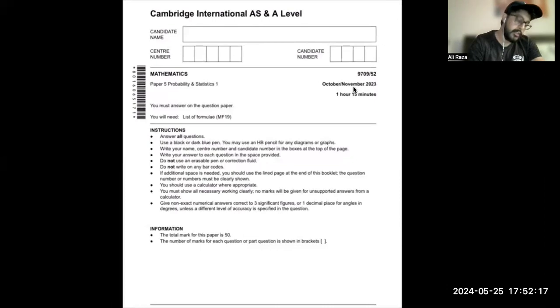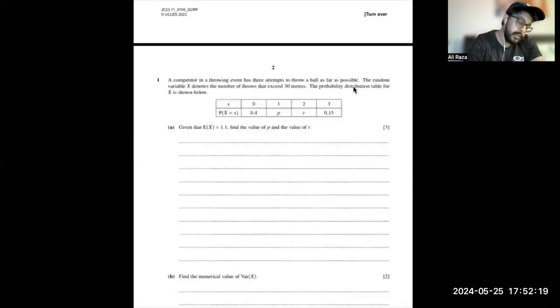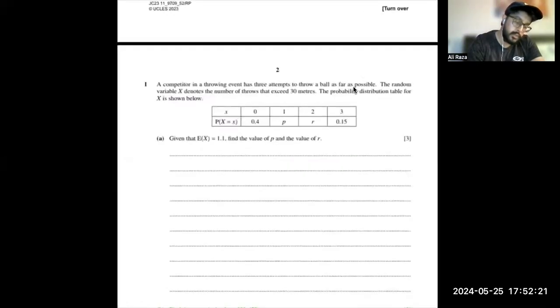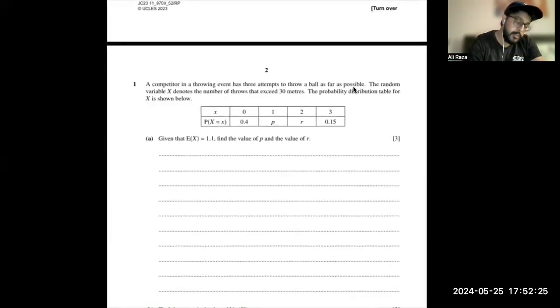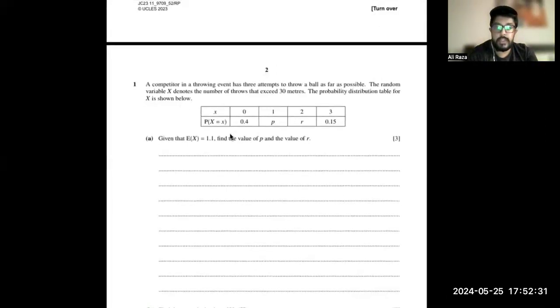The first question here is, a competitor in a throwing event has 3 attempts to throw a ball as far as possible. The random variable x denotes the number of throws that exceed 30 meters. The distribution table for x is shown below. Given that the expected value is 1.1, we need to find the values for P and R.